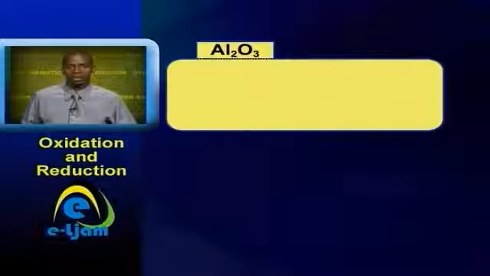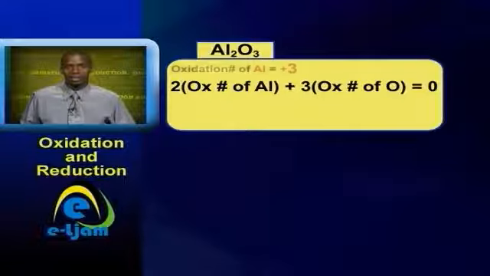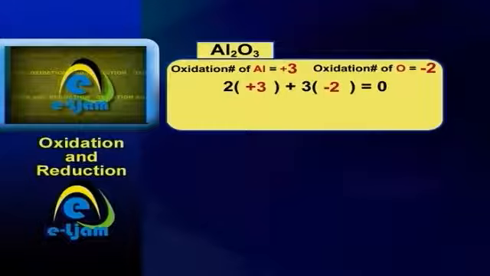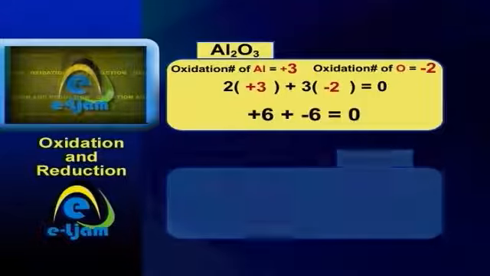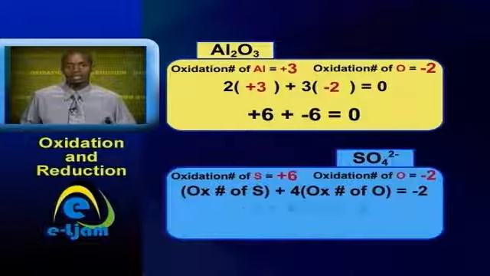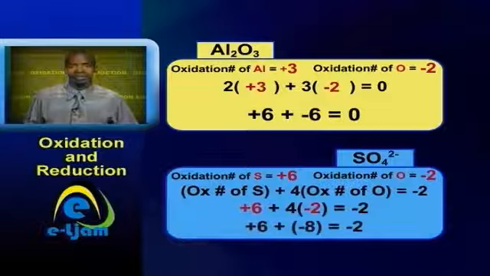4. The sum of oxidation numbers of elements within a compound is 0, while the sum of oxidation numbers of elements in a radical is equal to the charge on the ion.